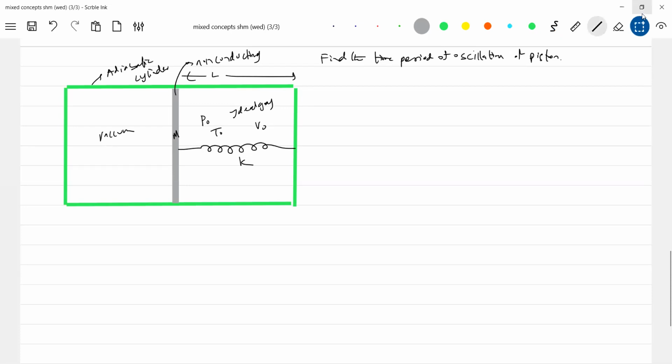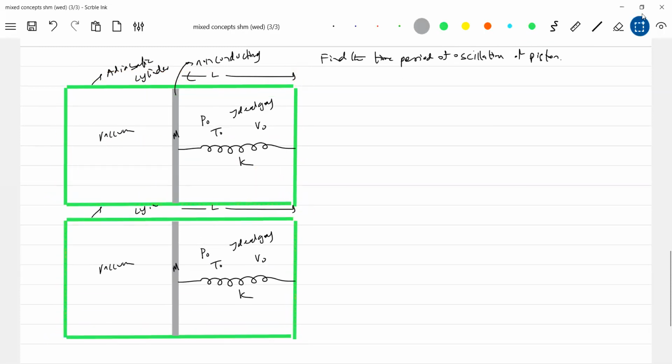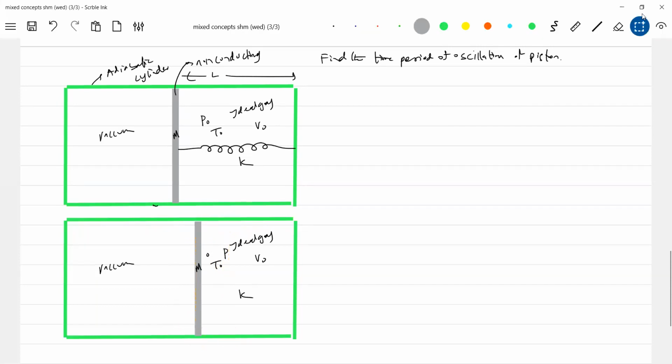Okay, what is the basic thing? We are going to slightly displace this and release. We have to get the time period of oscillation. I have moved it. Now what will happen to the spring? The spring will be compressed. So you can see from here, the spring is compressed.